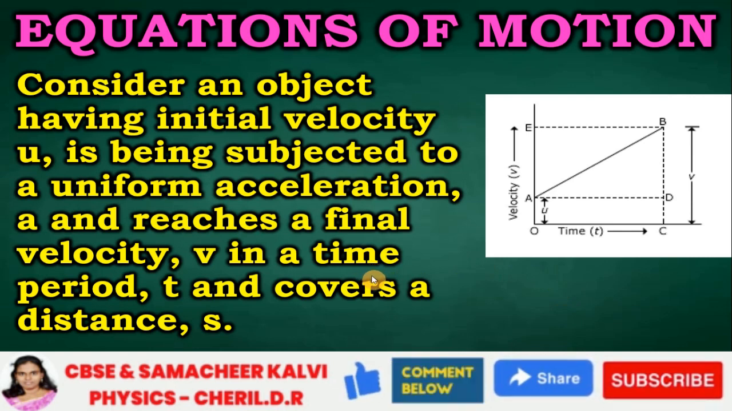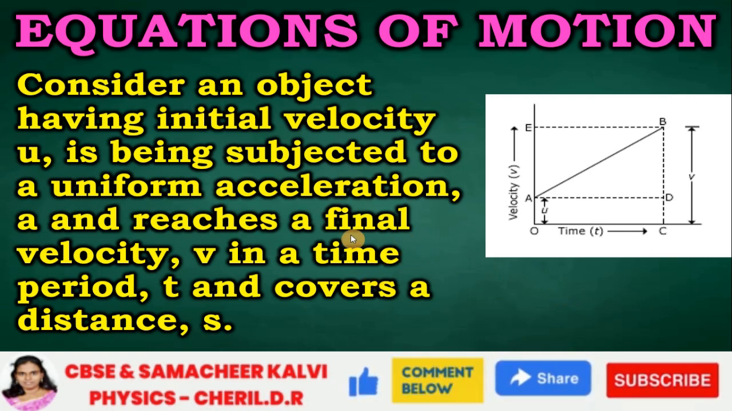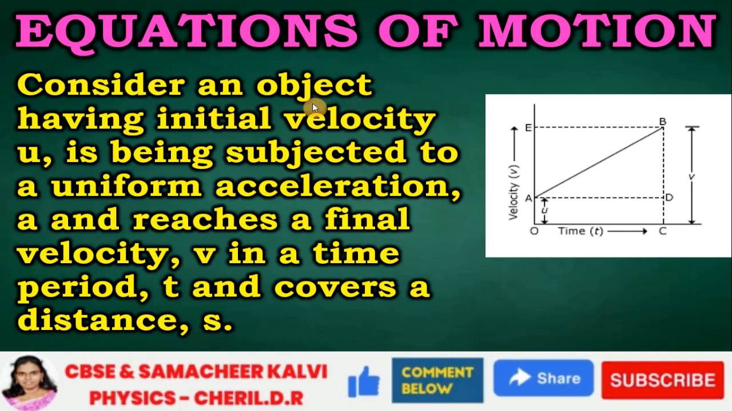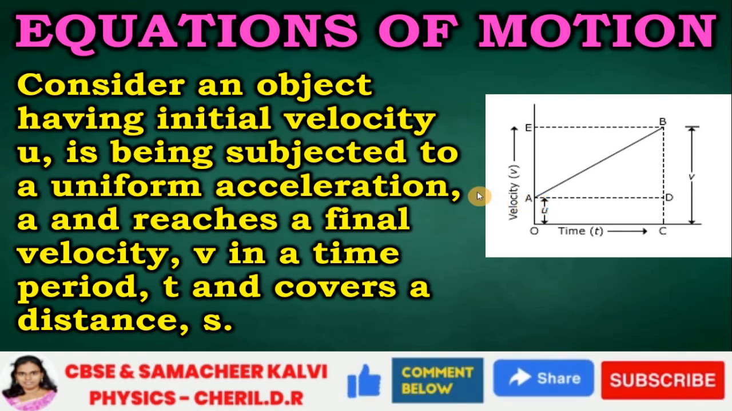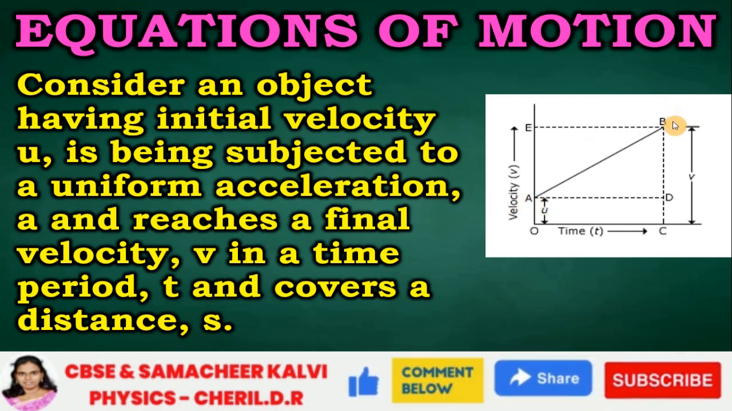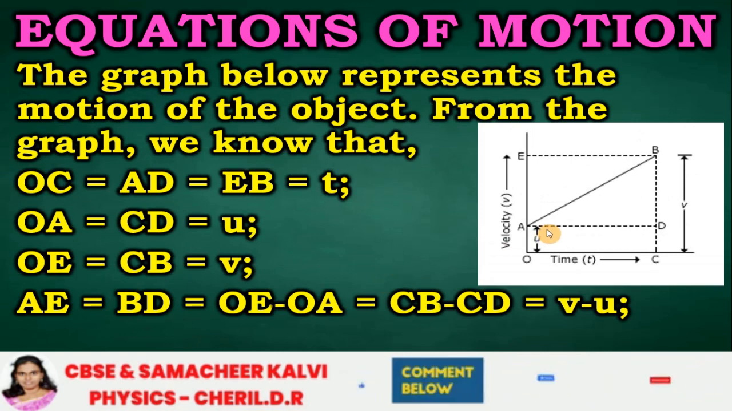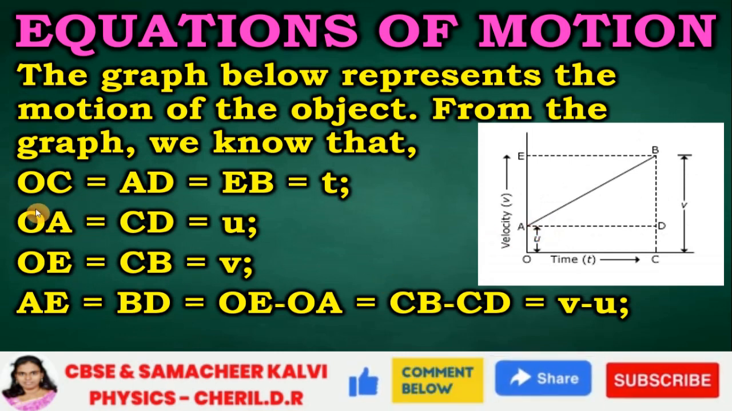When we are discussing the equations of motion, this consideration is the same for all three equations. We are considering an object having an initial velocity u, subjected to a uniform acceleration a, and reaching a final velocity v. This happens throughout a time t, and in this time it is going to cover a distance. Is it clear?